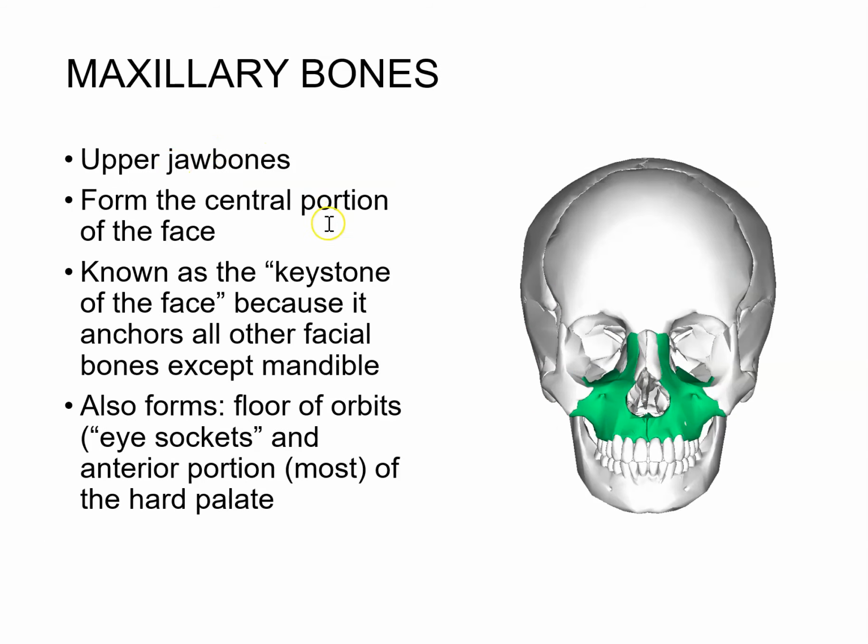Some specific things about these bones. The maxillary bone is the keystone of the face, just like the sphenoid bone was the keystone of the cranium, because all of the other cranial bones attach to it. The maxillary is the keystone of the face because we can see just how many of these facial bones have a connection to the maxilla. They all do, except for the mandible, because the mandible attaches to the temporal bones. The maxilla forms the inferior part of the eye socket, so it does make up a substantial portion of where the eyeballs reside.